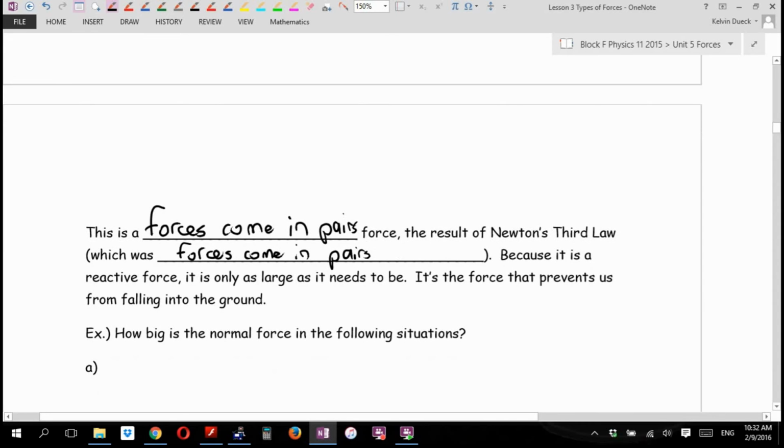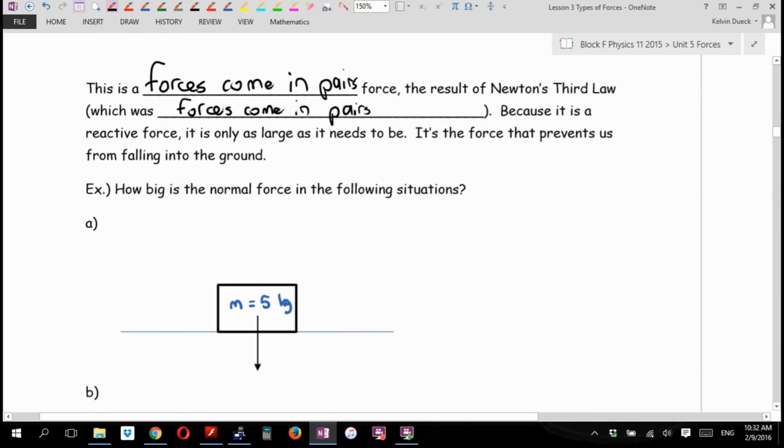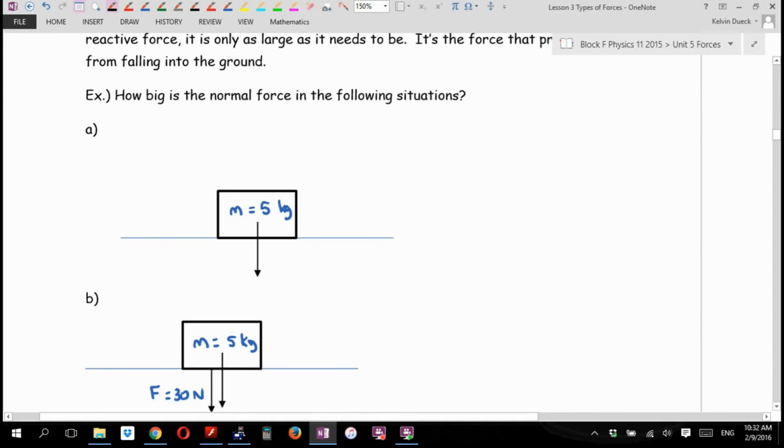It's the force that the ground pushes back up on us to satisfy Newton's first law, because none of us are sinking into the ground like quicksand or flying into the air like Superman. How big is the normal force in the following situations? Okay. What are the forces acting on this mass? Get the obvious one.